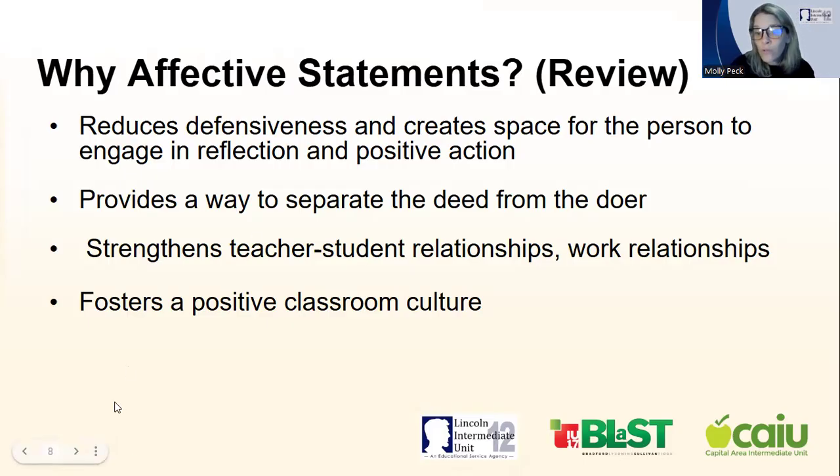And if used effectively, affective statements are a great place to begin fostering a positive classroom culture. It doesn't just have to be the adults who use them. We can also begin to have our students begin using them with one another and with us.